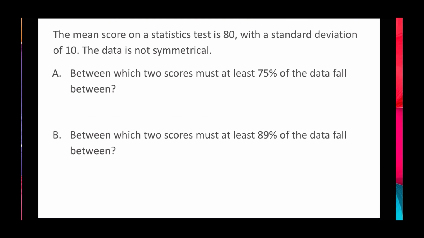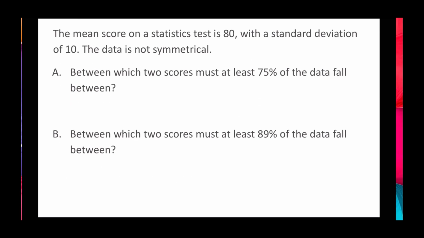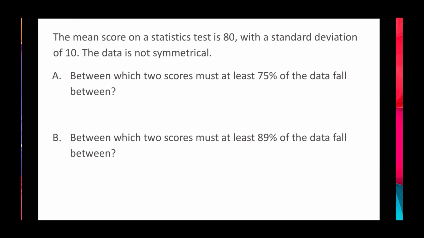All right, so real quick, the mean score on a statistics test is 80 with a standard deviation of 10. The data is not symmetrical. Between what 2 scores is at least 75% and between which 2 is at least 89%? So you can pause the video, come back, check your answer.